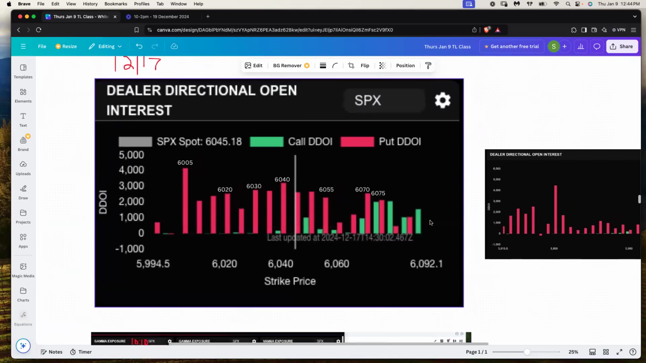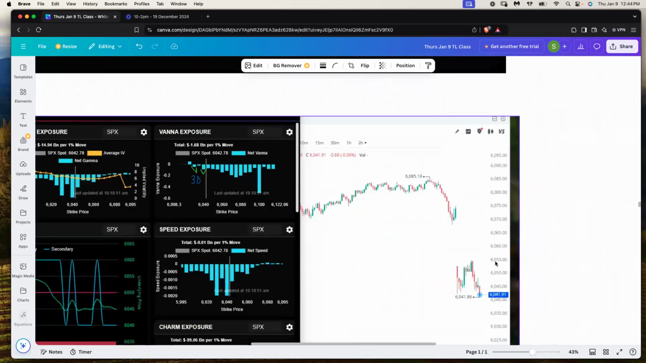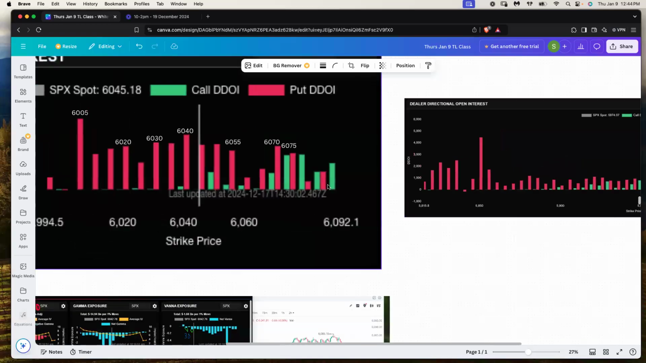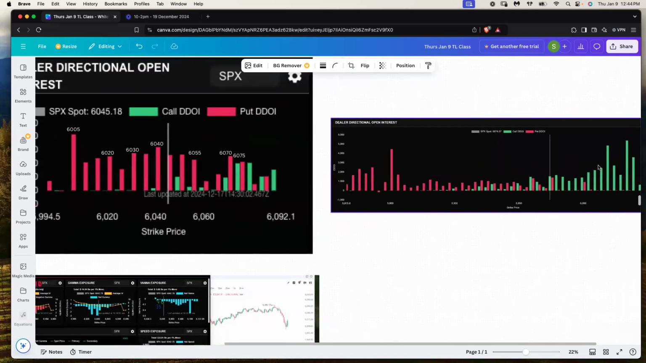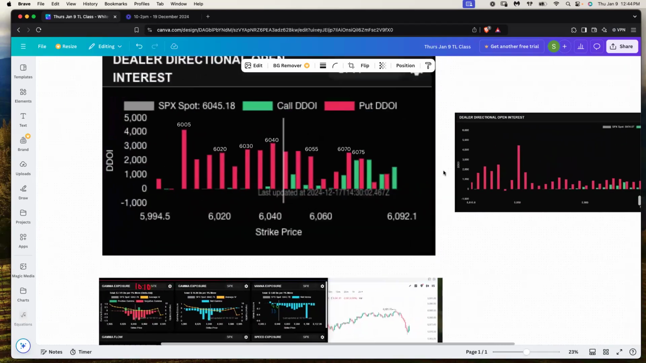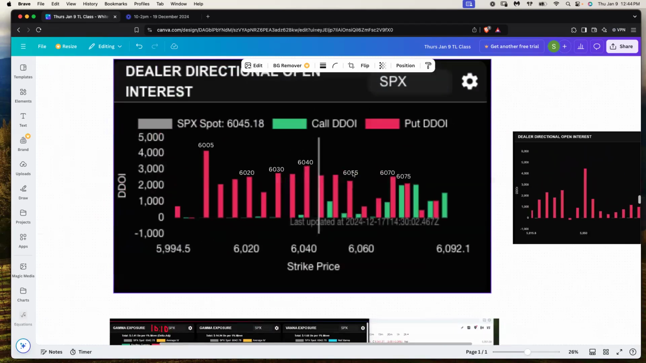All right, so let's get into this day. This was 12/17. Where did we open? We opened at 60.55. This is the DDOI, so I think this is when DAF posted it. This is pre-market. So we opened at 55. Let's go here. We opened here.